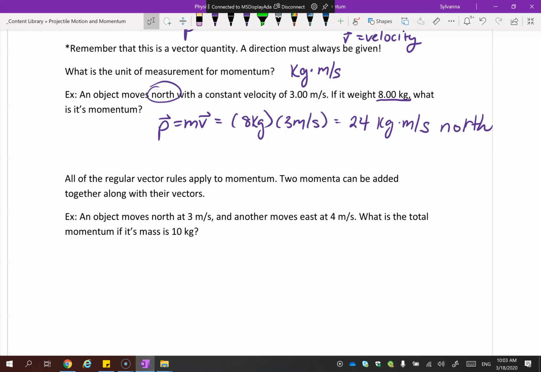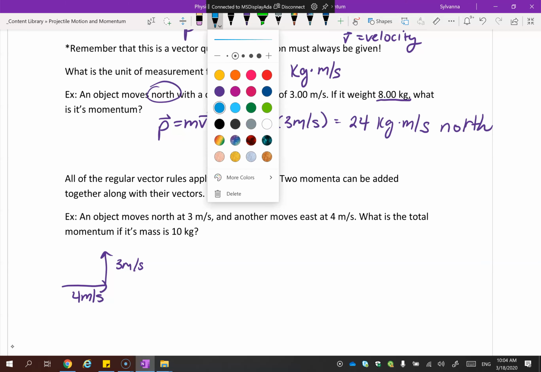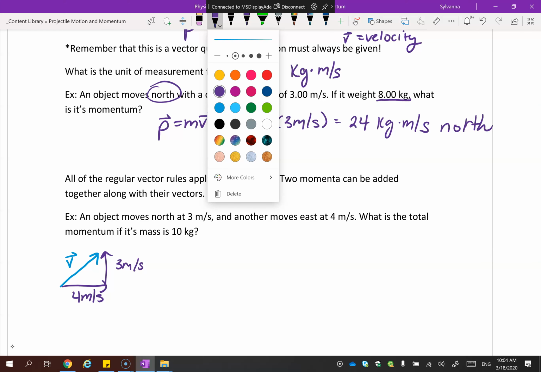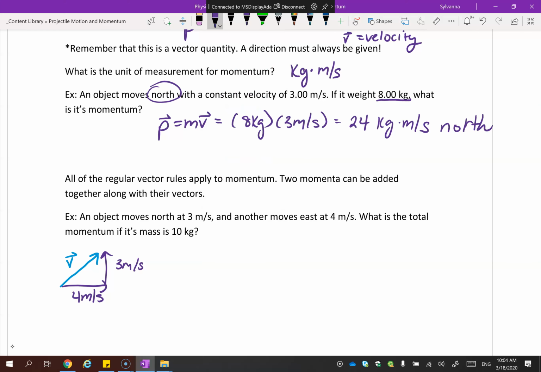I'm going to go ahead and draw our vector addition. This is 4 meters per second east. I'm going to add a vector that's 3 meters per second north, and I'm trying to find the resultant, which is going to look something like this. I'm just going to call that v, our resultant vector for velocity. We would usually calculate this by using Pythagoras because we do have a right triangle.